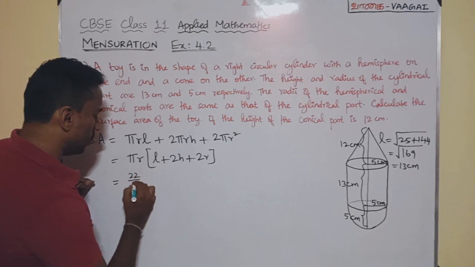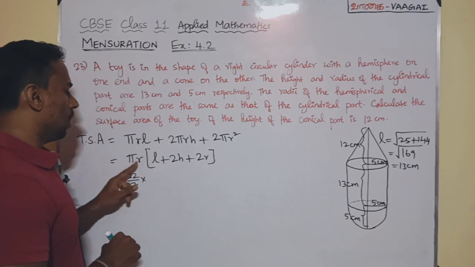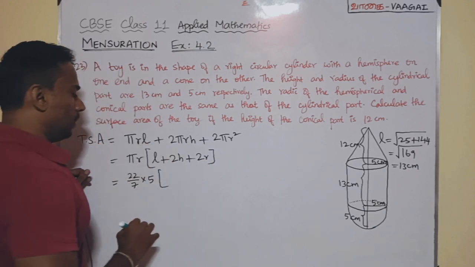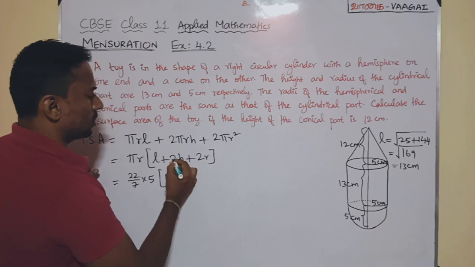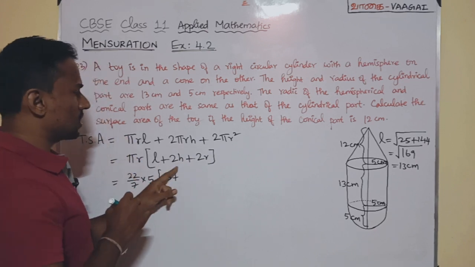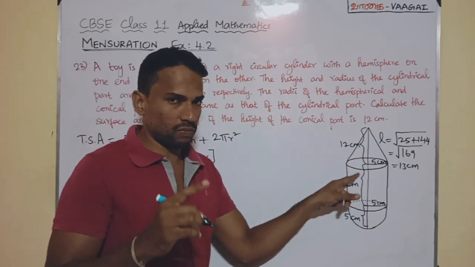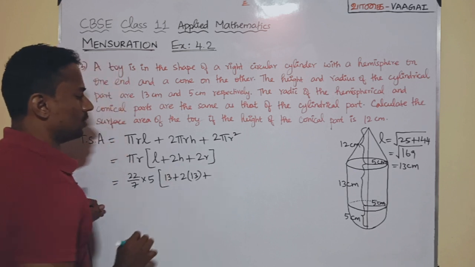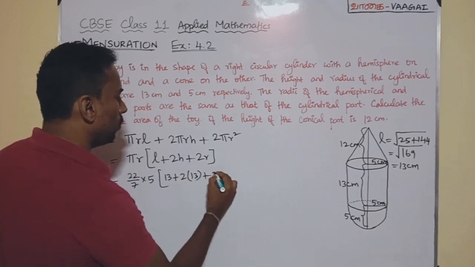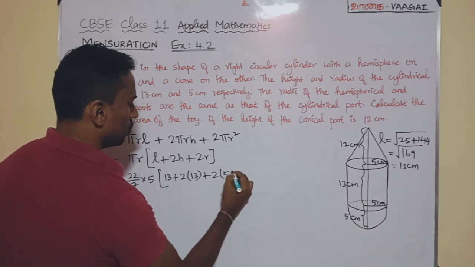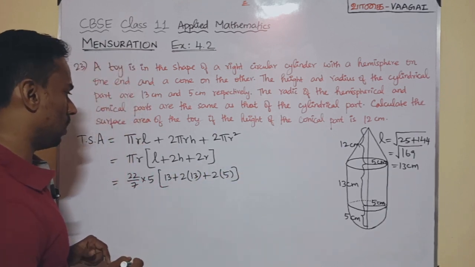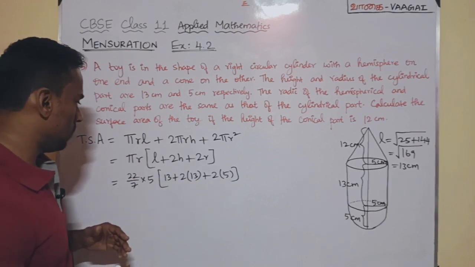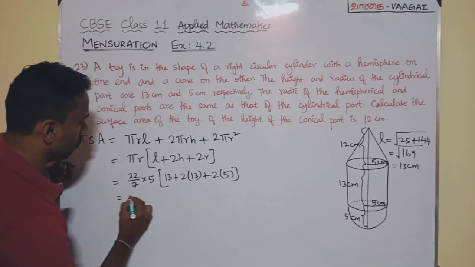Pi r will be 22 by 7, I am taking pi as 22 by 7, into r, which is the common radius, 5, into l, which is 13, plus 2h. This h corresponds to the height of the cylindrical portion, so be careful here. 2h means 2 into 13, plus 2r, which is 2 into 5. Now all the things which are relevant we have with us. Let's see now what happens carefully.